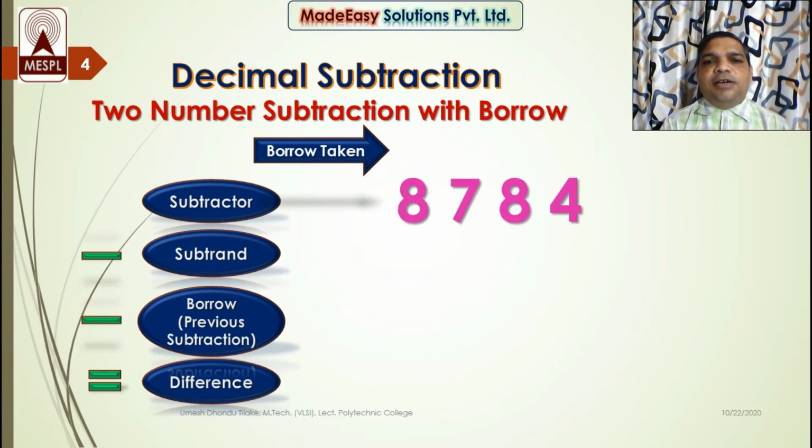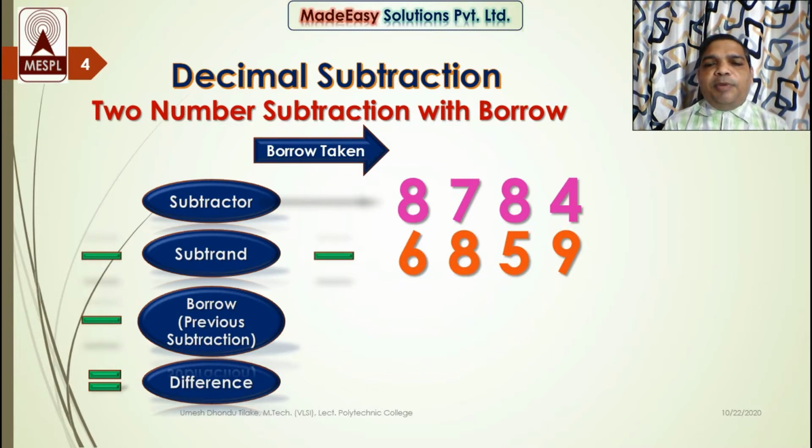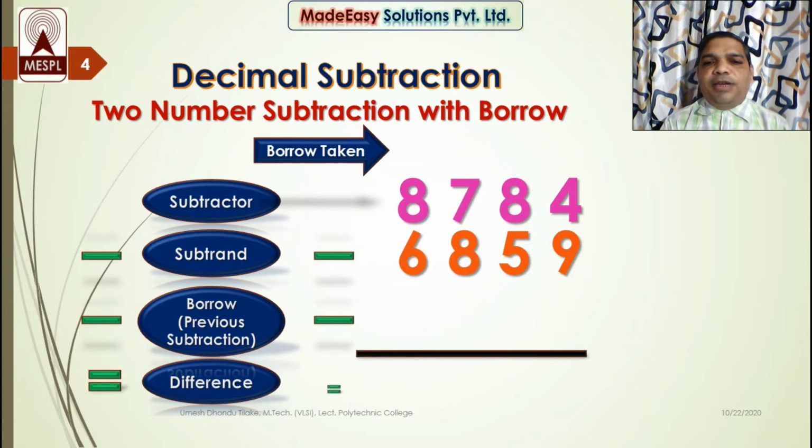So let us consider 8784 as a subtractor over here, which will subtract 6859, and I have to subtract the borrow given to previous subtraction operation. So I will place the borrow over here. It will give me the difference.